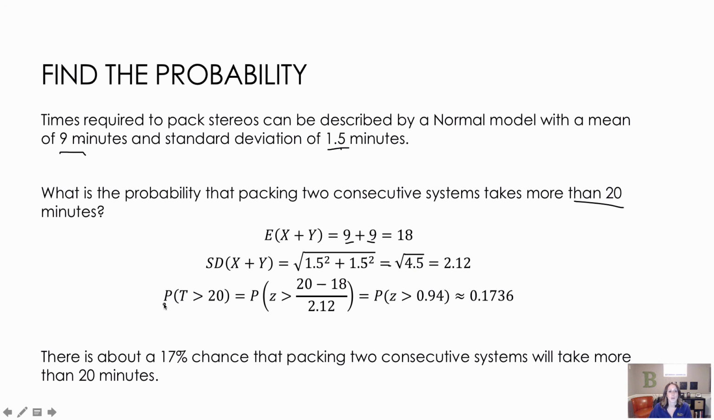Now I can find the probability that the time is greater than 20 minutes by using 20, which is observed, minus expected, which is my new expected value of 18, divided by the standard deviation, which is what I found here. Then the probability that z is greater than 0.94 is about 0.1736, so about a 17.4% chance that packing 2 consecutive systems will take more than 20 minutes.